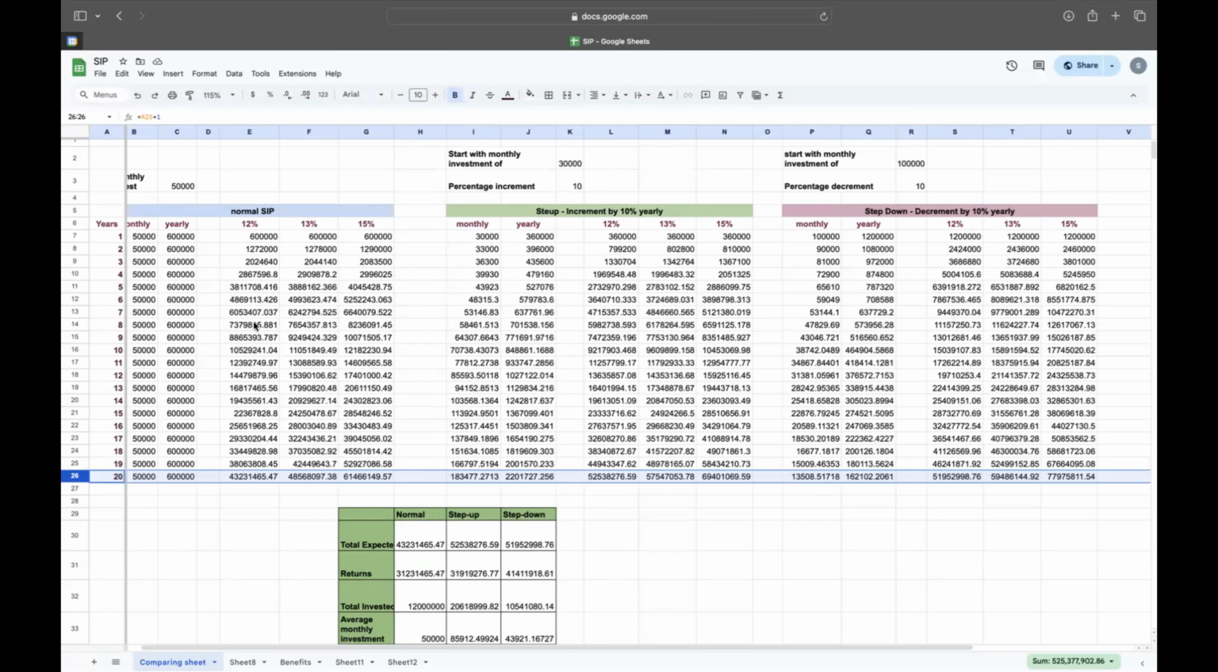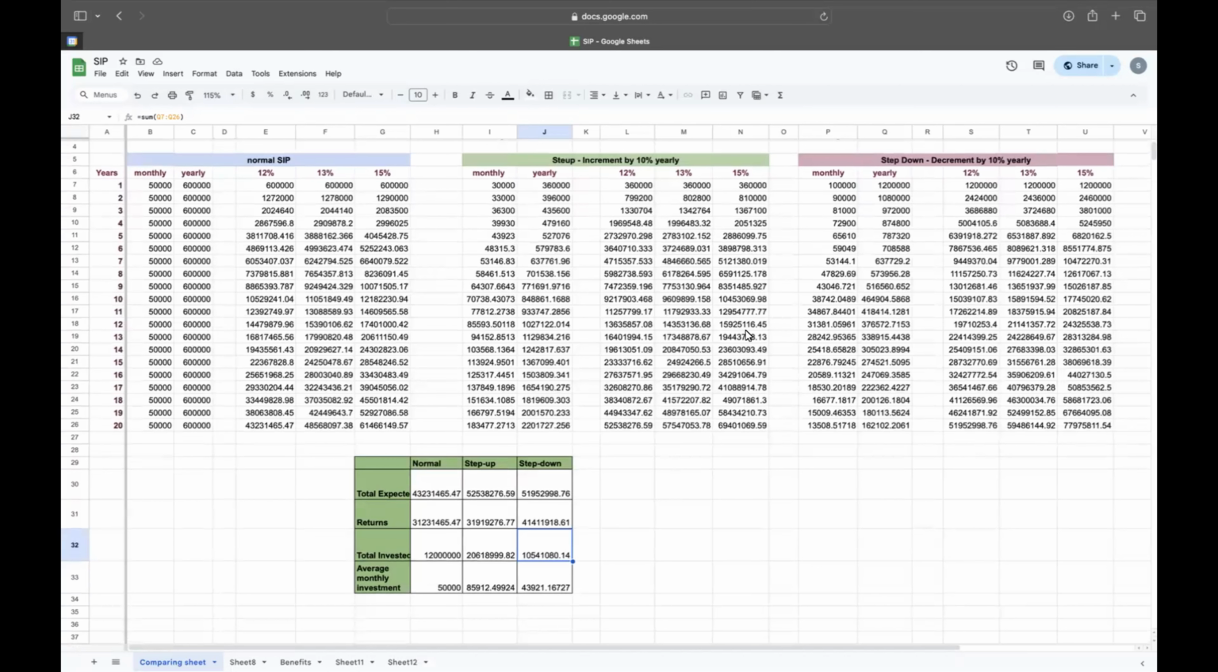When it comes to returns, I'll be able to achieve my first CR in the 8th year itself. And the second CR is in the 13th year. And third CR in the 16th year, fourth CR in the 18th year, and fifth CR in the 20th year.